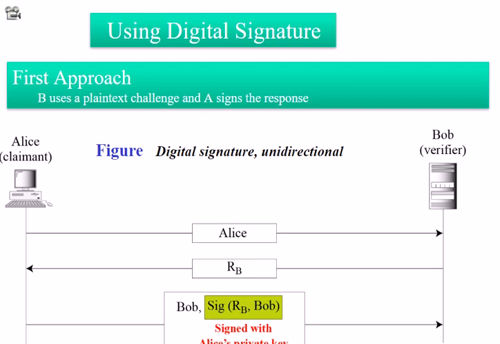Entity authentication can also be achieved using a digital signature. When a digital signature is used for entity authentication, the claimant uses her private key for signing. This digital signature has two approaches. First approach is B uses a plain text challenge and A signs the response. The following figure explains the digital signature in unidirectional authentication.